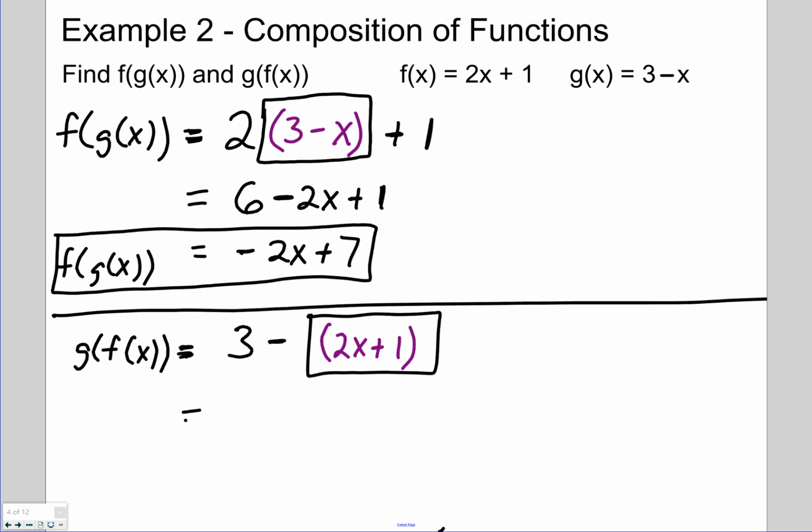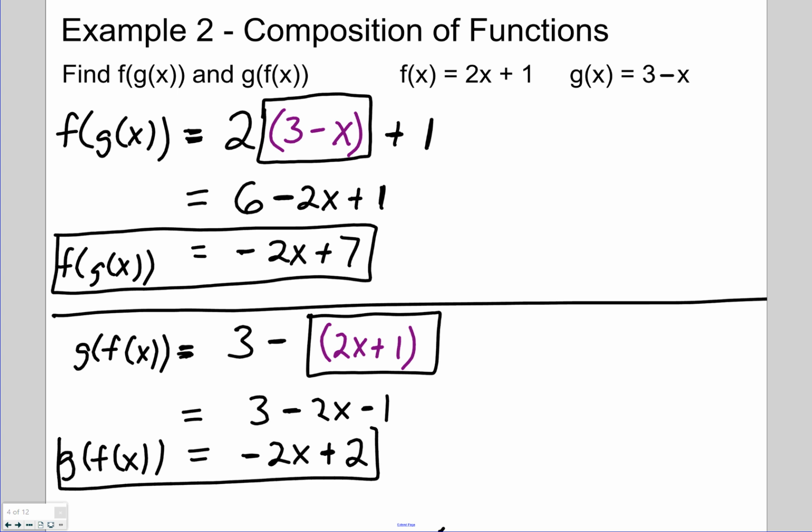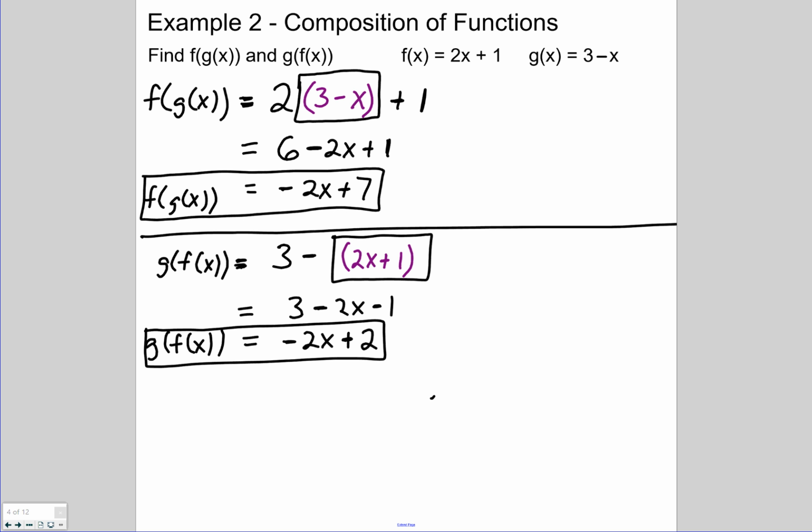Now I'm going to distribute the negative. So I have negative 2x minus 1. So the answer is negative 2x plus 2. So that's g of f of x. And we're finished. Why is it a negative? Because I take this subtraction, and it's a negative 1, and distribute it onto both terms that are in the parentheses. So it becomes negative 2x and negative 1. Any questions on composition?